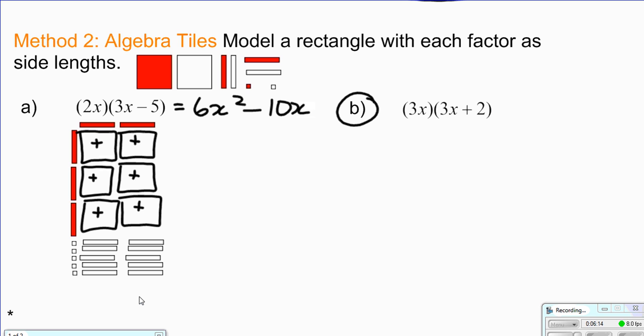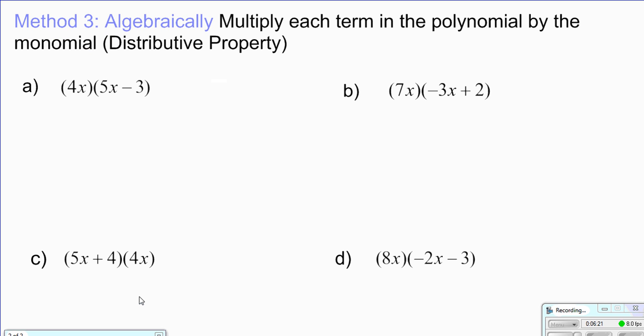You can either build it with tiles or sketch it and then fill in the area to find out the area. Now, of course, there's always a second way, and so we're going to multiply, and it says multiply each term in the polynomial by the monomial. So each term needs to get multiplied. This process is called the distributive property. We are distributing the multiplier, or distributing the coefficient across the binomial.